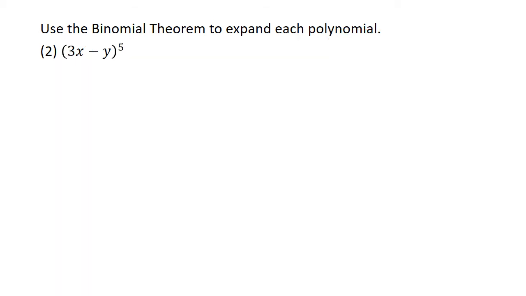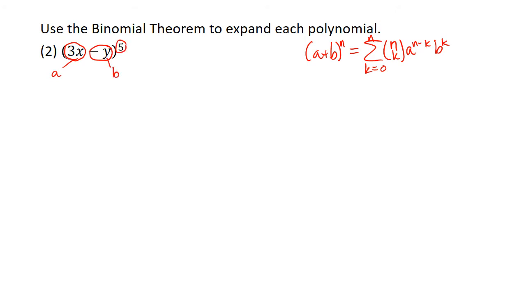Okay, so we're going to expand another one with the binomial theorem. So let me just remind you what the binomial theorem says. a plus b to the n is the sum from k equals 0 to n of n choose k times a to the n minus k, b to the k. All right, so we're going to apply that to this by making a into 3x, and then negative y, make sure you get the negative there, is going to be b, and then 5 is going to be n.